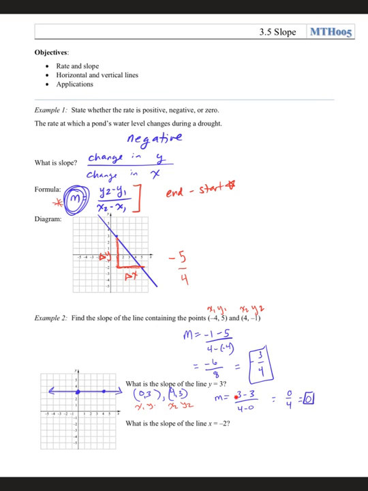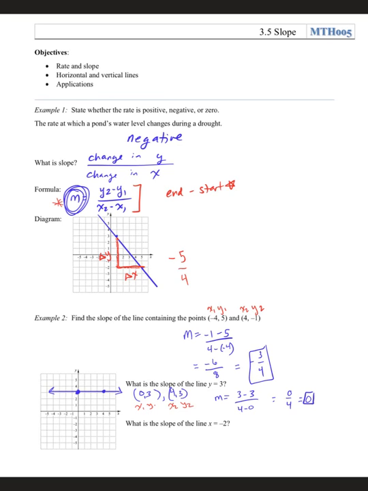And you'll see our numerator is 3 minus 3, which gives us 0. 4 minus 0 is 4. We get an answer of 0. So the slope of this line is 0. And you'll notice that they have the same y value. Anytime you have the same y value like that, that tells you your slope is going to be 0.